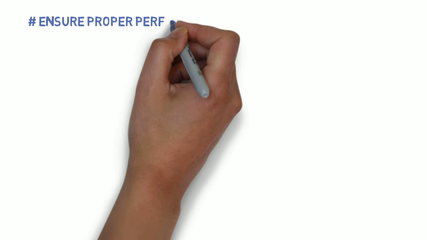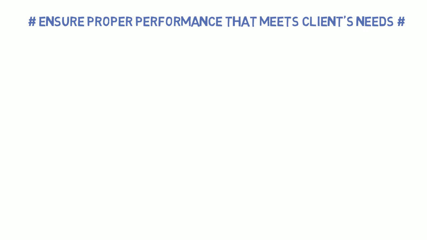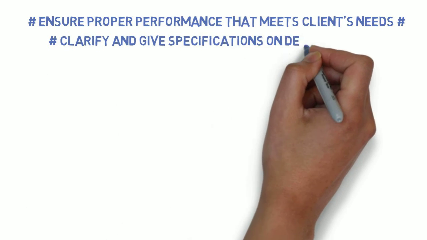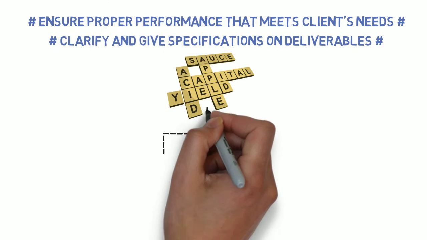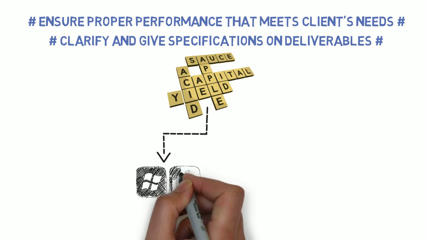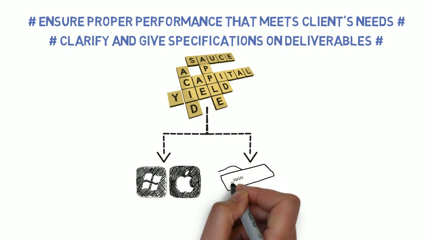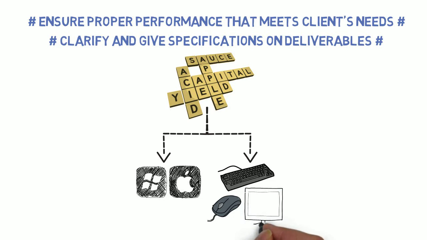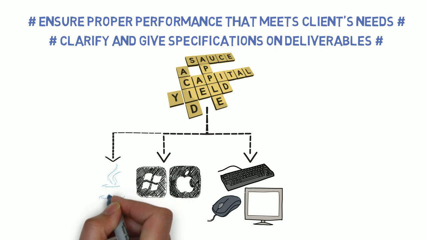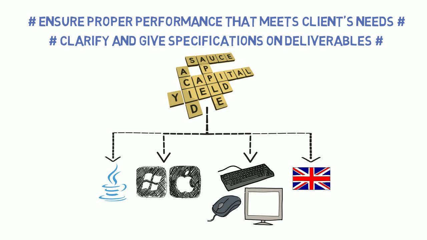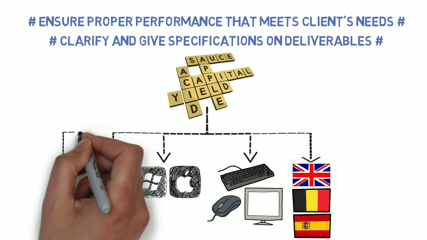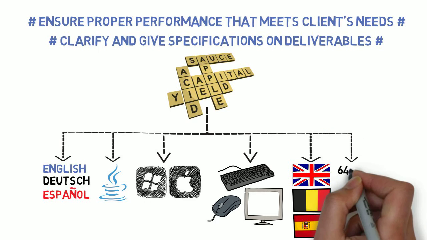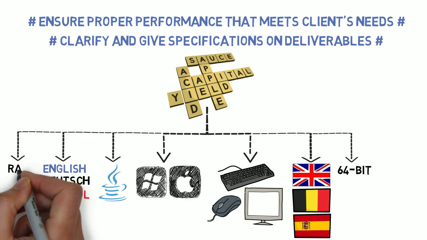To ensure proper performance that meets clients' needs, there are technical requirements that we need to follow. These technical requirements clarify and give specifications on deliverables. Here are some for our game. Game created with Java programming language. Requires a 64-bit processor and the RAM required is 8 GB.